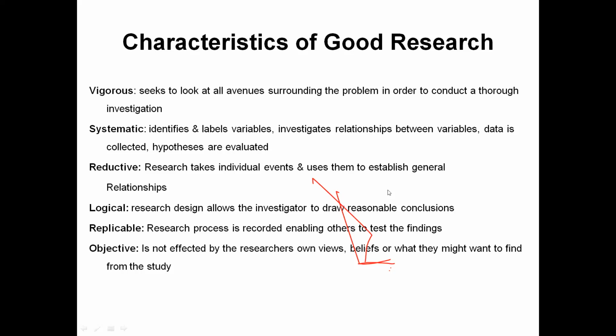Reductive research takes individual events and uses them to establish general relationships. Of course, whether it's scientific research or social science research, it takes individual events and uses them to establish general relationships. All of you know about Newton's third law. What is that Newton's third law?